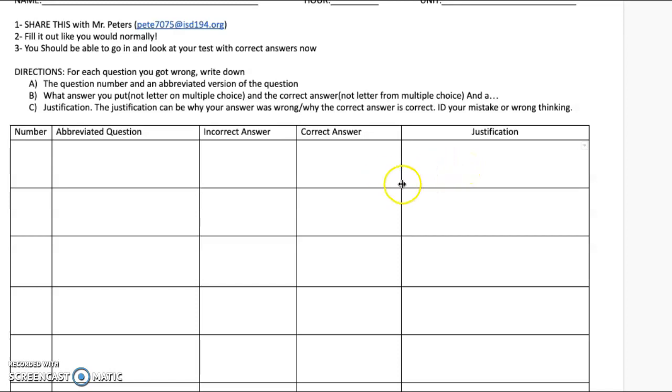Or maybe it's a non-math problem. What was your mistake? Just like we did before. And remember, answers like I forgot, I didn't know, etc., etc. They don't work. Okay, and then you're done, and then that's it.